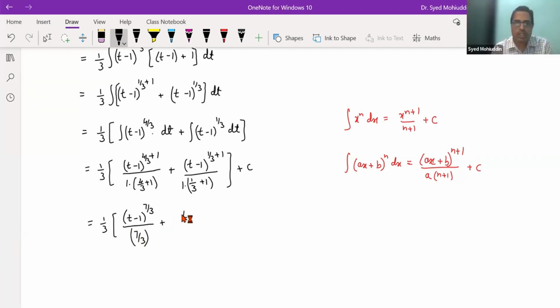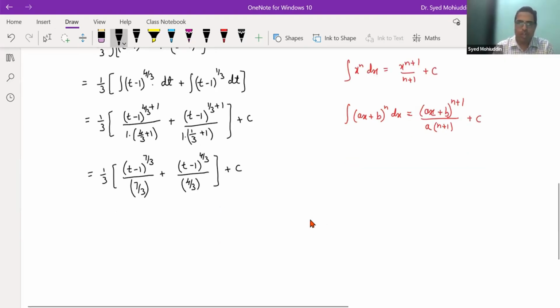Plus it is (t minus 1) whole power of how much? 1 by 3 plus 1 will be 4 by 3. Whole divided by 1 by 3 plus 1 will be 4 by 3. Plus the constant of integration c, which will be equal to 1 by 3. 7 by 3, if I take in the numerator, it becomes 3 by 7.